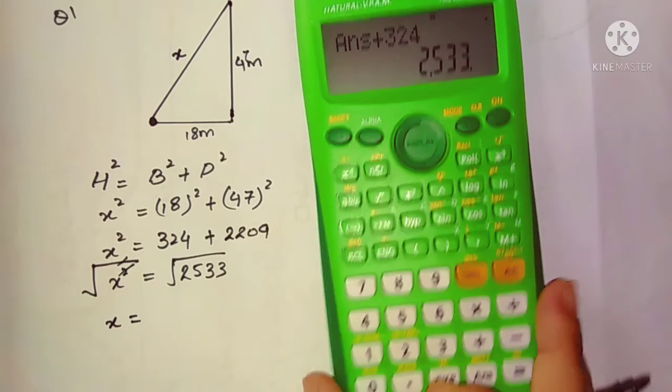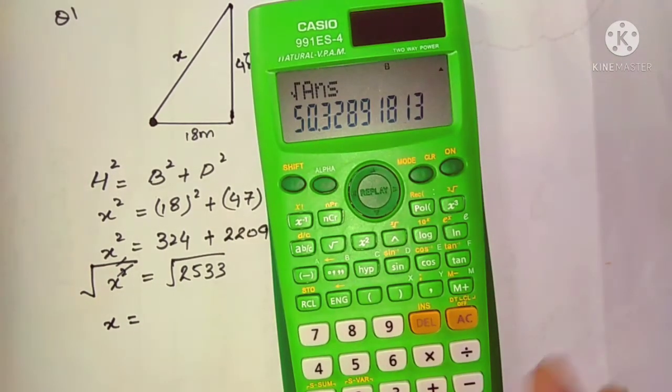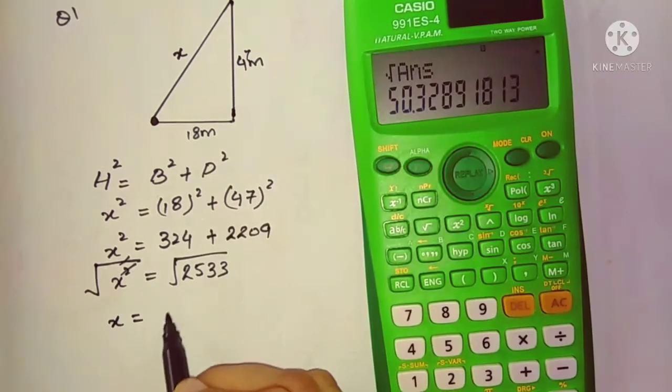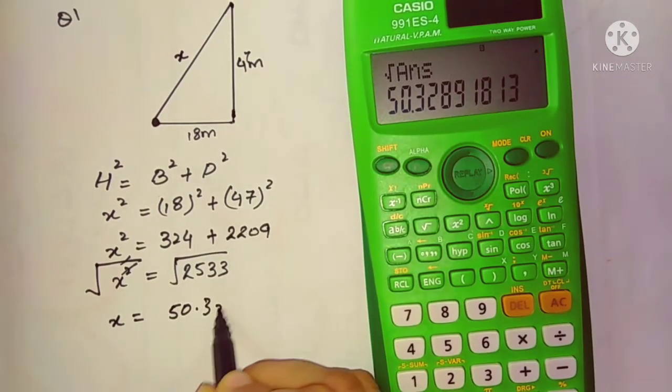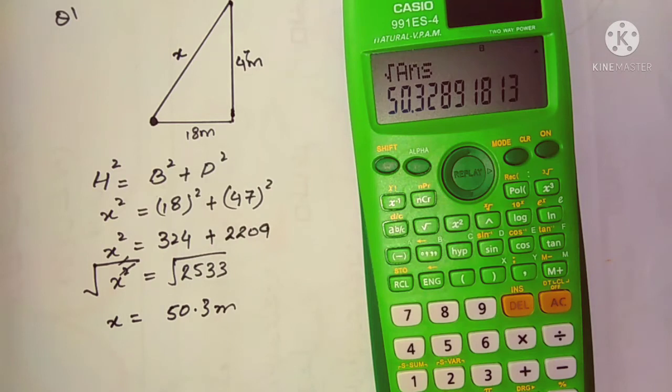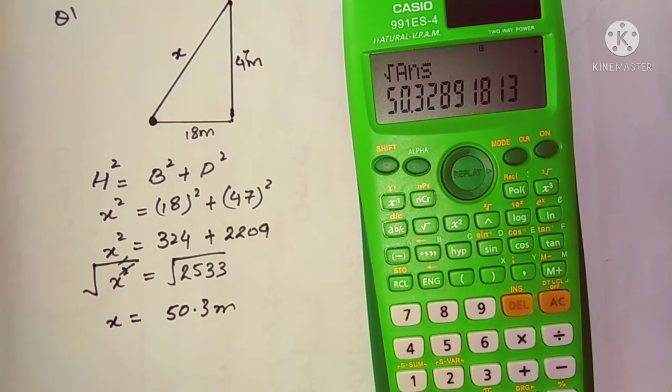So what is the value of x? When you will take the square root of this, you will get 50.3. And when you round it, it is 50.3 meters. So this is your answer. This is the length of the cable. I hope that question number 1 is clear to you. Now let's move forward to question number 2.